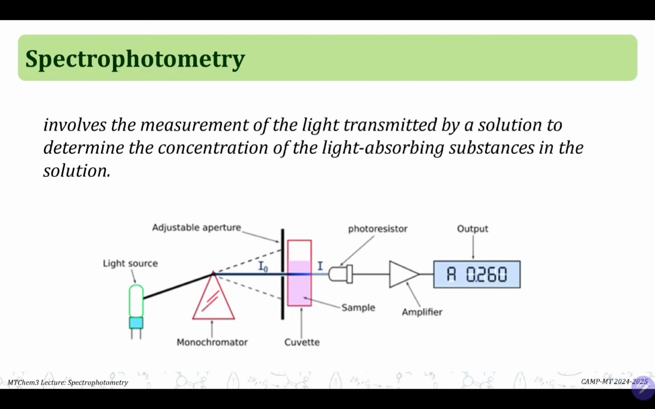So when we say spectrophotometry, its principle involves the measurement of light transmitted by a solution to determine the concentration of light absorbing substances in the solution. So a general overview of what a spectrophotometry looks like is this one on your screens. So you have a light source. Now when that light is reflected, it will bypass your solution. Now whatever light you are able to transmit into your solution, that is what will be read as the output. So that's how your spectrophotometry follows its principle.